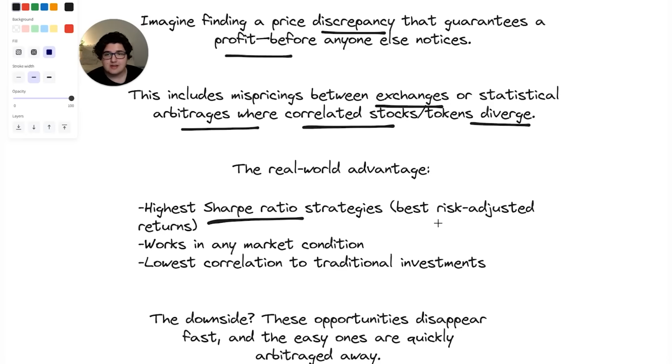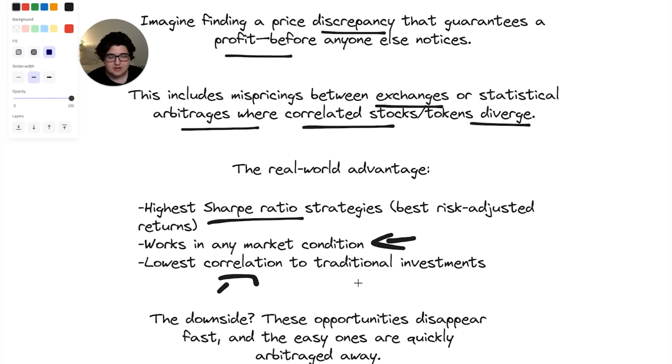Now, the real world advantage of arbitrage strategies is they are probably some of the highest Sharpe ratio strategies, meaning that they have the best risk-adjusted returns compared to really any other strategy type. They also work in any market condition. An arbitrage doesn't need a bullish regime or bearish regime. It can work as long as you found a natural arbitrage. And they also have the lowest correlation to traditional investments, because they don't need any other outside factor in play. It's just a pure alpha inefficiency, meaning that you'll get the lowest correlation.